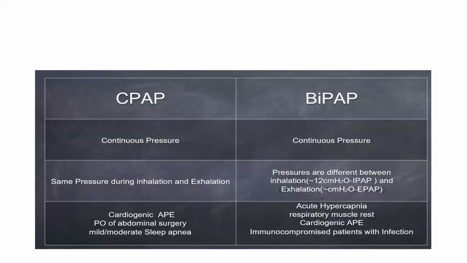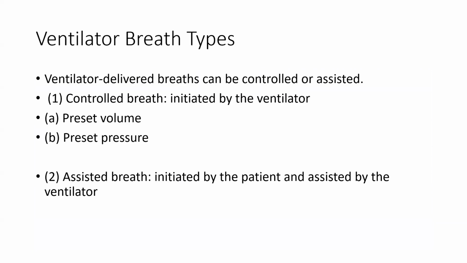There are two types of NIV, that is CPAP and BiPAP. Both use continuous pressure. In CPAP, the pressure is the same during inhalation and exhalation. It is used in cardiogenic pulmonary edema, post-extubation, and mild to moderate sleep apnea. BiPAP is also continuous pressure, but the pressures are different during inhalation and exhalation. It is used in acute hypercapnia, cardiogenic acute pulmonary edema, and immunocompromised patients with infection.